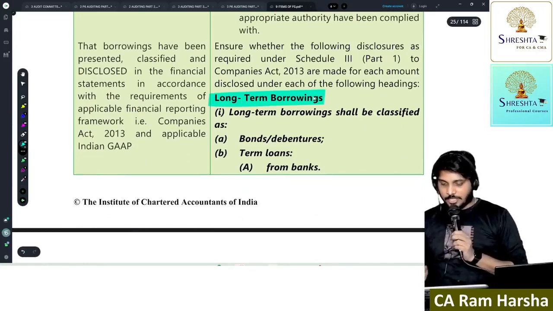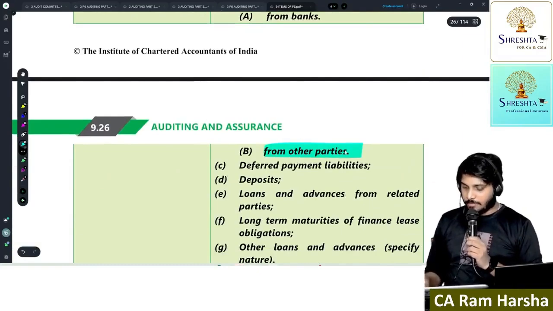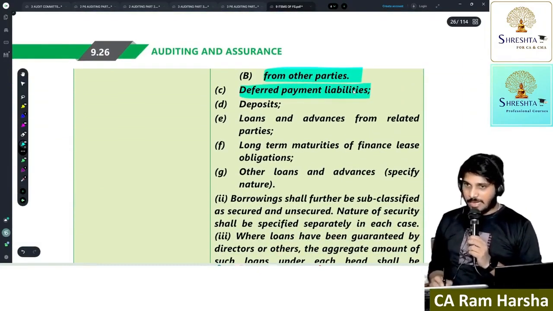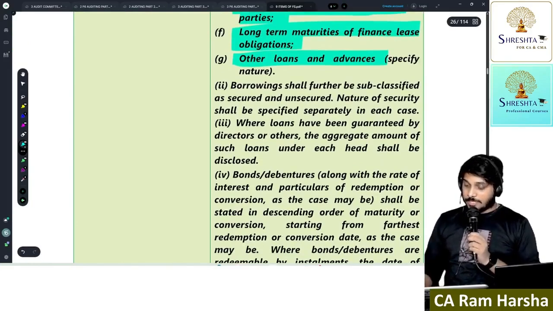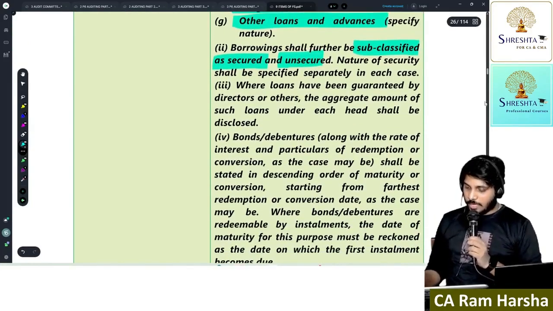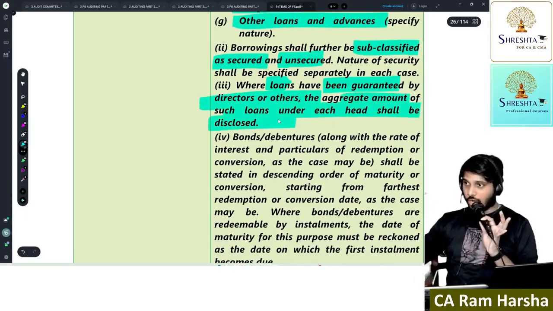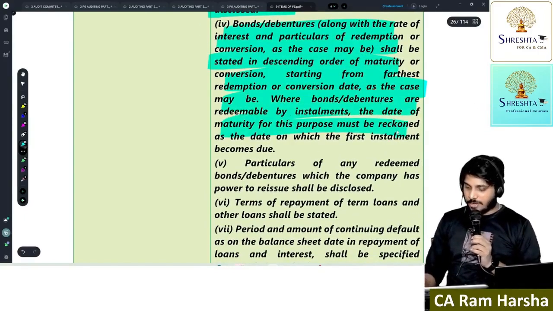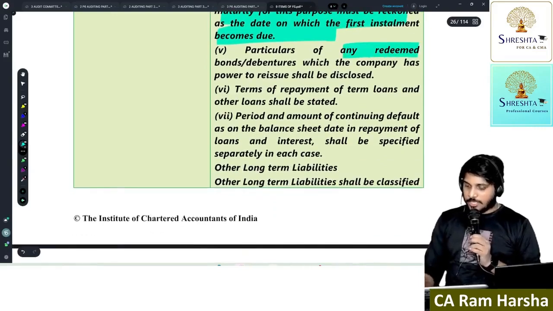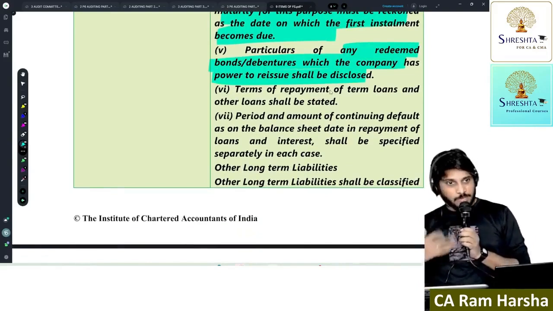The company has to disclose loans in the following forms: bonds, term loans from banks and from other parties, deferred payment liabilities, deposits, loans and advances from related parties, finance lease obligations, and other loans. Borrowings shall be subclassified again into secured or unsecured. If any loan has been guaranteed by directors or others, the aggregate amount of such loans shall be disclosed. What is the disclosure for bonds and debentures? They have given an additional matter: if any bonds have been redeemed, whether the company has the power to reissue them. Redeemed bonds sometimes can be reissued.